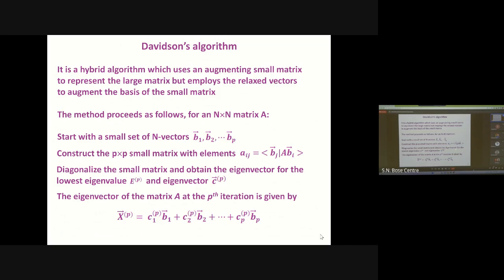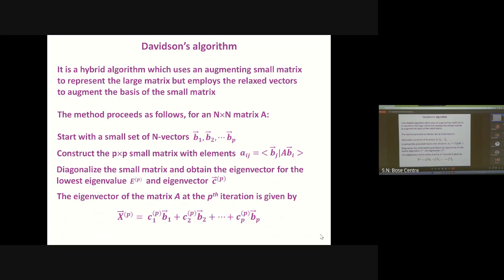This lowest eigenvalue gives xp, using the components of the small p by p matrix's eigenvector, cp. So xp is given by cp1 b1 plus cp2 b2 and so on, up to cpp bp. This is very simple. The b1, b2, b3 are the n vectors, and cp is a p-component vector, so you can write your eigenfunction as an n vector at the p-th iteration. So x has n components at the p-th iteration.